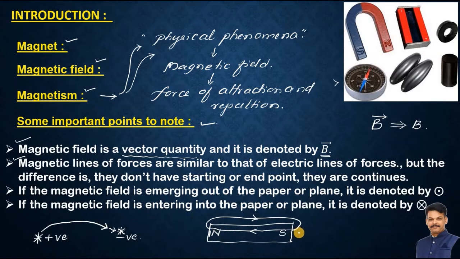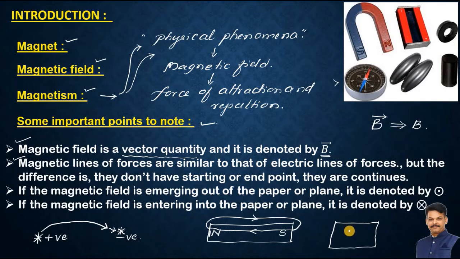Yes, and these magnetic field lines can even pass through a material medium. Suppose glass is there, or paper, or a wooden sheet, or any other type of material medium; then these magnetic field lines can pass through that material medium.